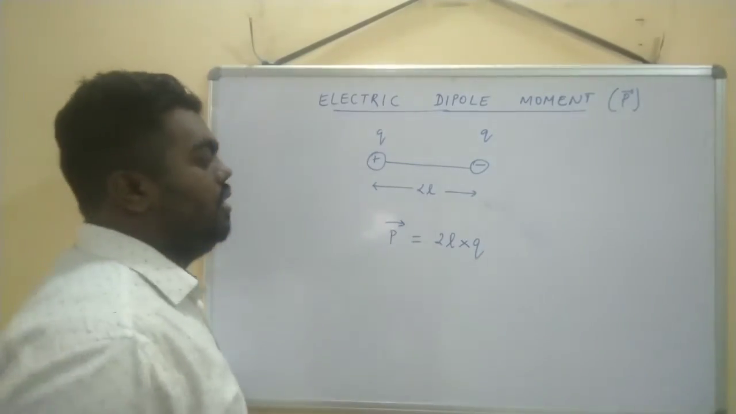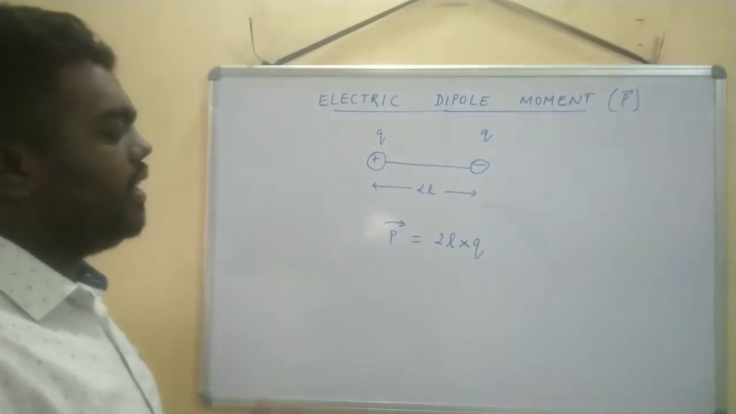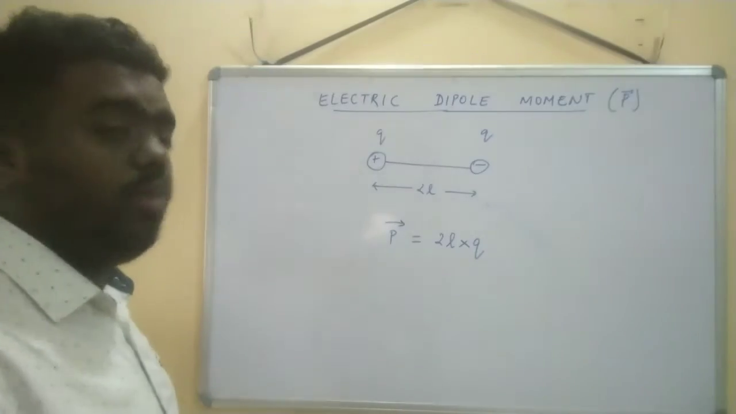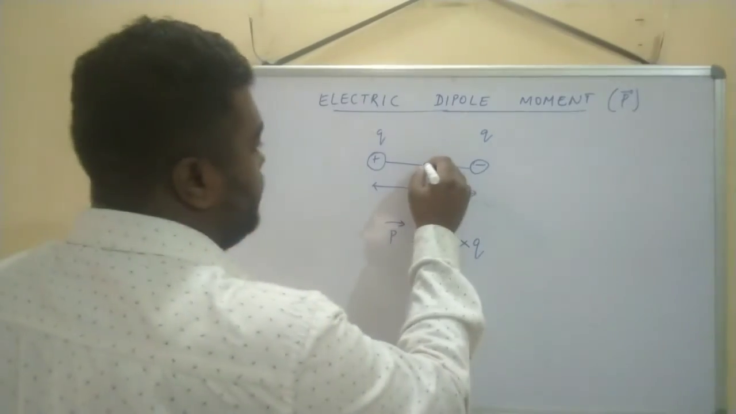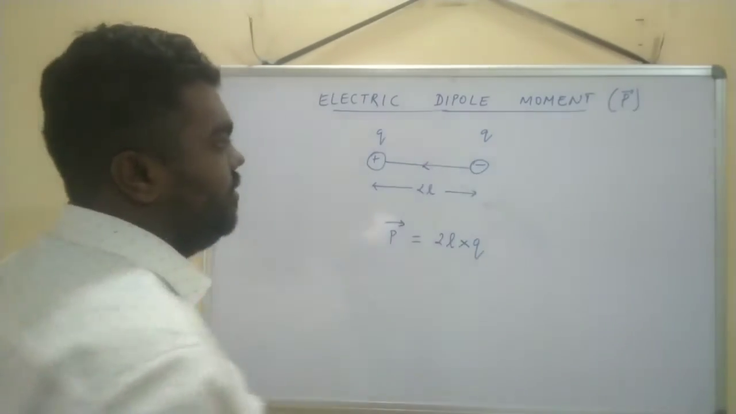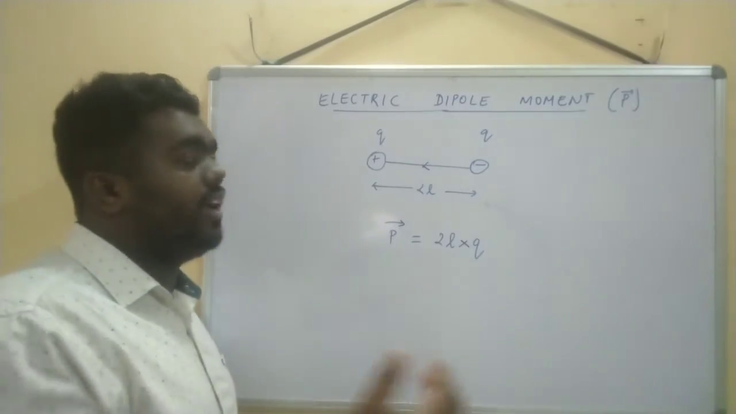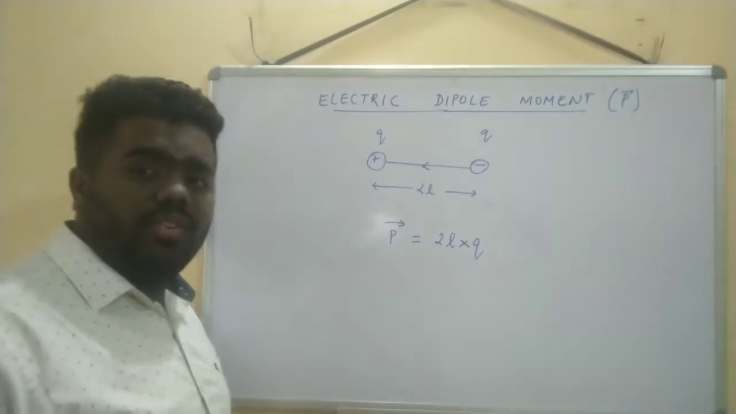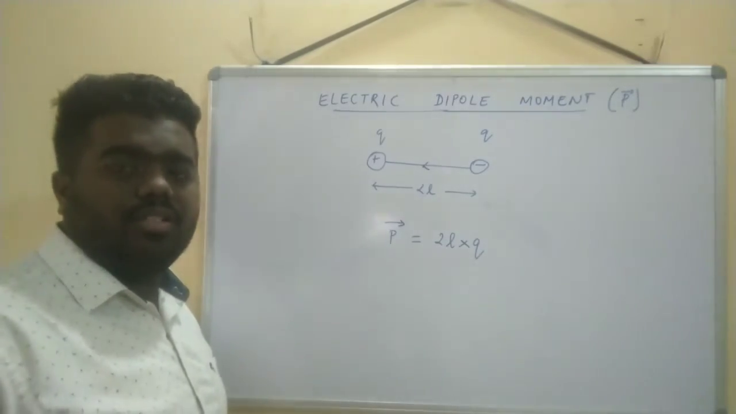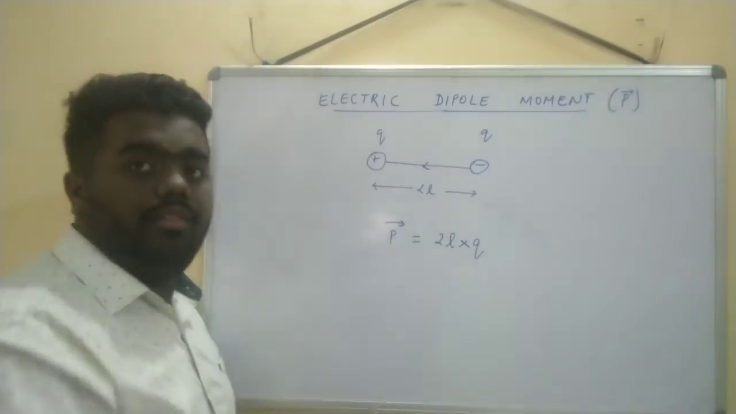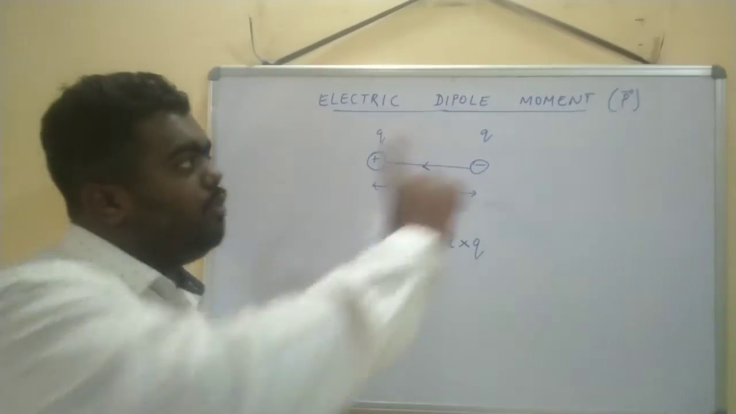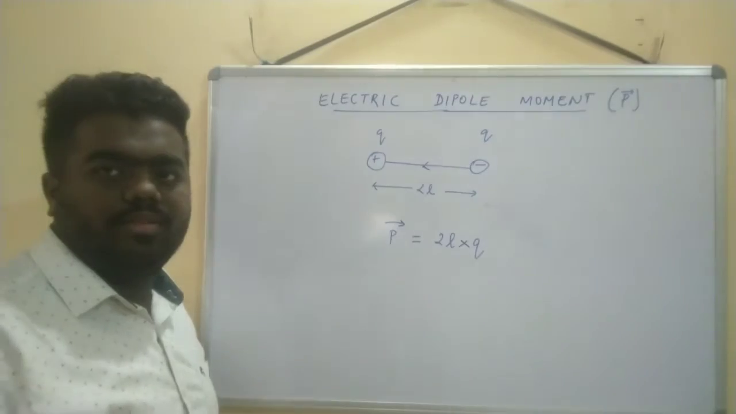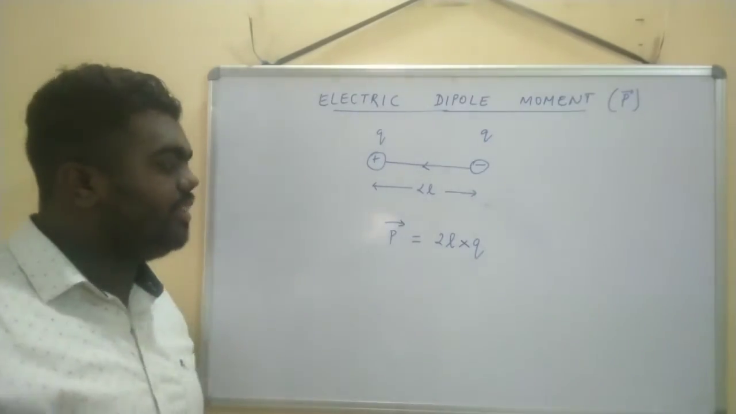Now what will be the direction of this dipole moment? The direction of the dipole moment is from negative to positive. Remember this thing, negative to positive. When we see electric field, the direction of electric field is from positive to negative, but the dipole moment has direction from negative to positive. Remember this thing.